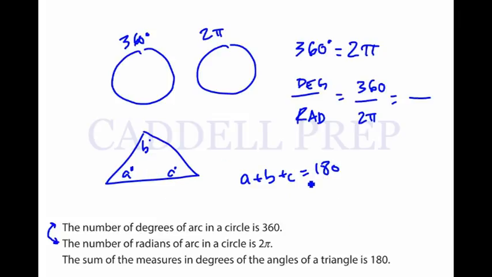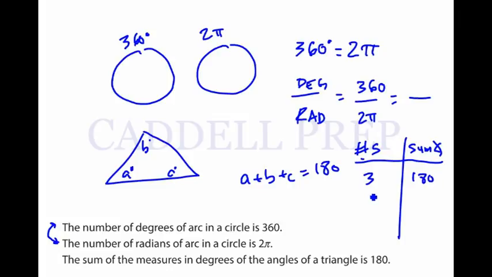Now, it's not given, but it's also worth noting that there's a relationship between the number of sides and the sum of the angles. So a triangle with 3 sides has 180 degrees. Quadrilateral, 4 sides, would be 360. A pentagon, a 5-sided figure, is 540. A 6-sided figure is 720. Now, I don't have these memorized, but what I do know is that every time you add a side, you have to add 180 degrees. Just keep on adding 180, and then you can make this table for yourself.